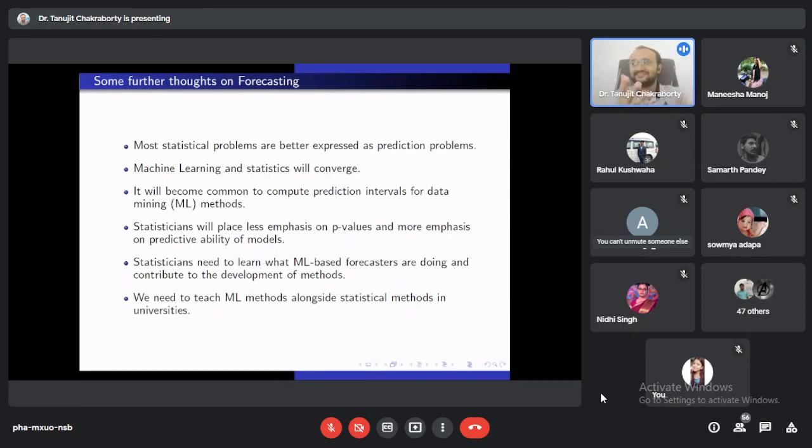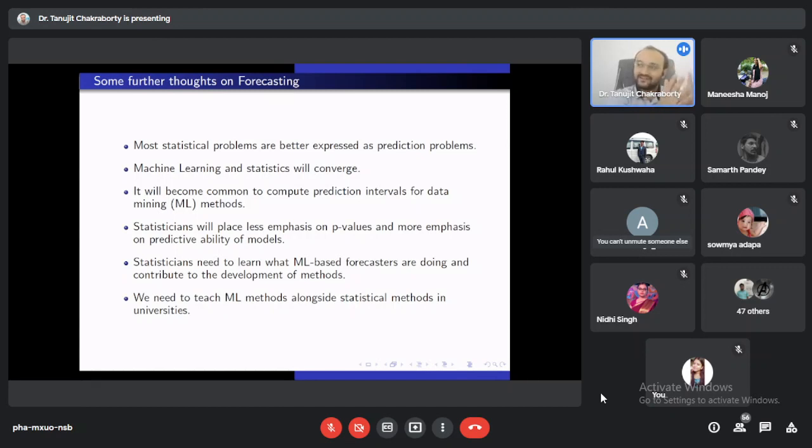From categorical data analysis, they have named it classification or supervised learning. Regression, they have named as supervised learning. Whatever we did in class studying and everything, or multivariate data analysis, they have named it unsupervised learning. And still, both the things are converging very fast. And it will become very common to compute prediction intervals for machine learning methods, in which statisticians can contribute a lot.